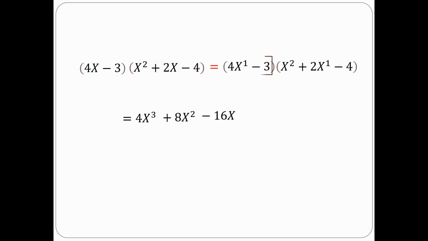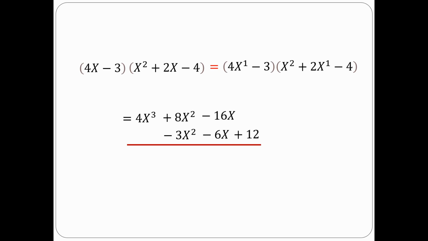Let's move on to negative 3. Negative 3 to x squared will give us negative 3x squared. Next, we multiply negative 3 to 2x, and that will give us negative 6x. Lastly, we will multiply negative 3 to negative 4, and that will give us positive 12.